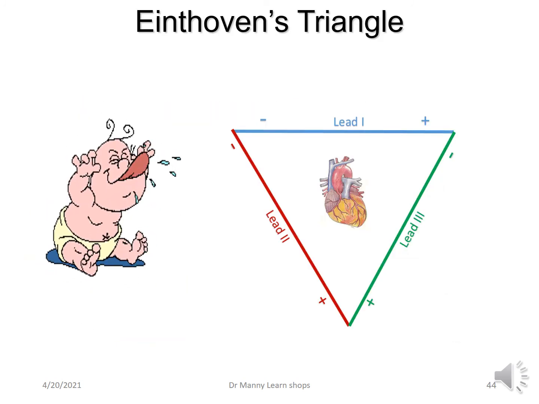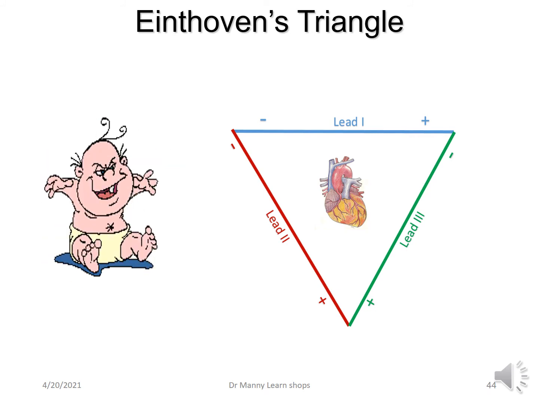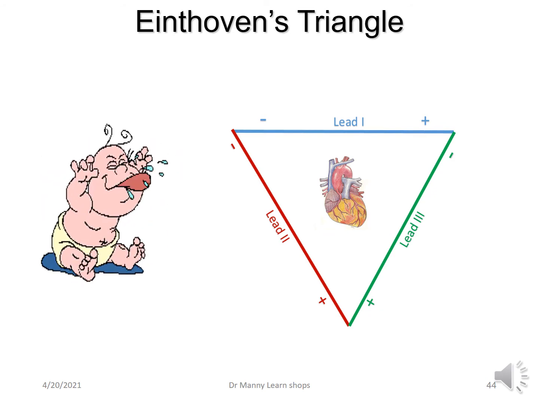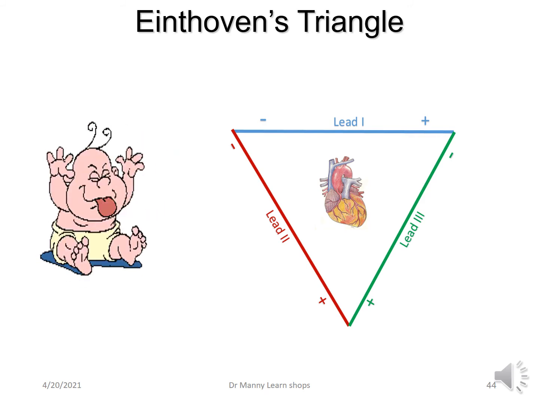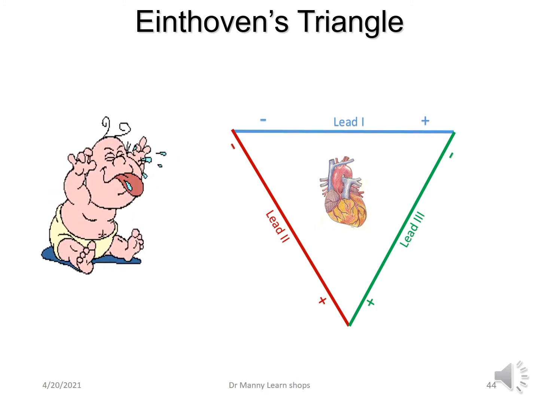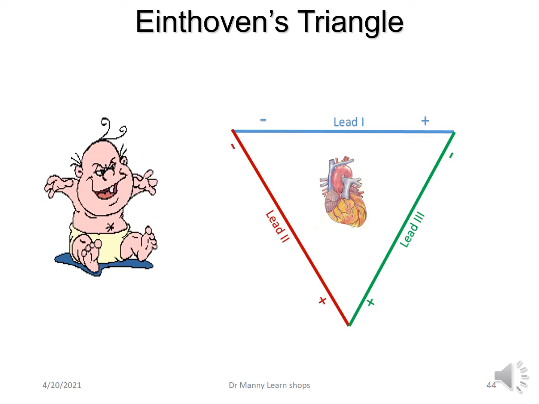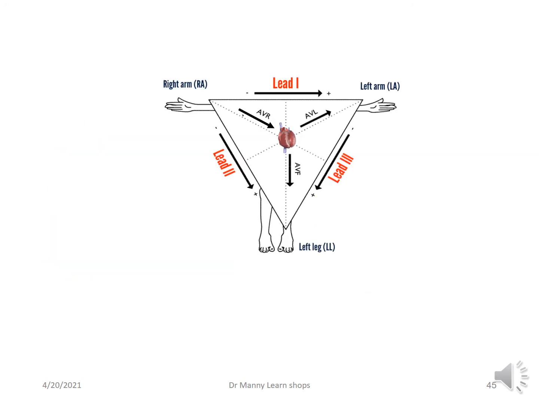So taking Eindhoven's triangle, which is the right arm, left arm, and foot, we create this. But remember, he didn't have lead 1, lead 2, or lead 3. This was created later by other inventors. But they took Eindhoven's triangle from 1901, essentially. And this is what it is, even though already this triangle is more advanced than what Eindhoven had.